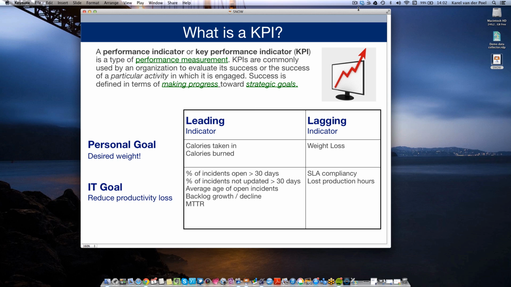Percentage of incidents open for longer than 30 days. Percentage of incidents not updated in the last 30 days. Those indicators tell us whether our staff is actually working on the incidents so that we have a chance to close them inside the deadline. Leading indicators are what you should be focusing on to drive your improvement programs. You probably also need to report on SLA compliancy for management and external stakeholders, but if you want to drive the performance of your team, you also need to start looking at leading indicators.